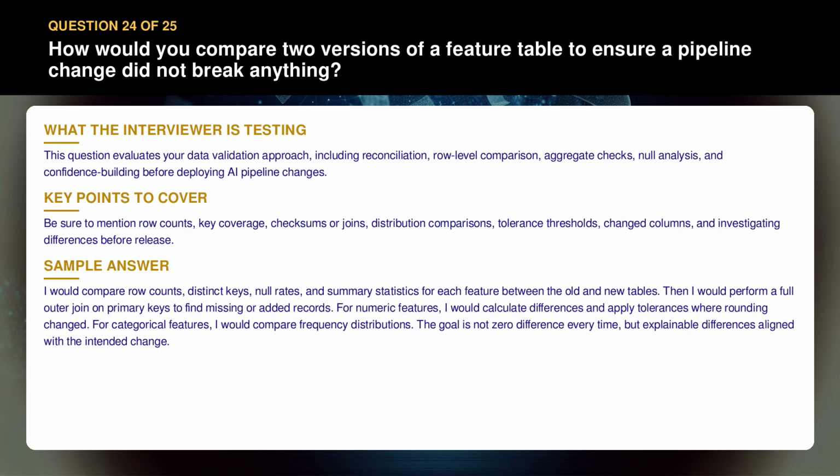I would compare row counts, distinct keys, null rates, and summary statistics for each feature between the old and new tables. Then I would perform a full outer join on primary keys to find missing or added records. For numeric features, I would calculate differences and apply tolerances where rounding changed. For categorical features, I would compare frequency distributions. The goal is not zero difference every time, but explainable differences aligned with the intended change.